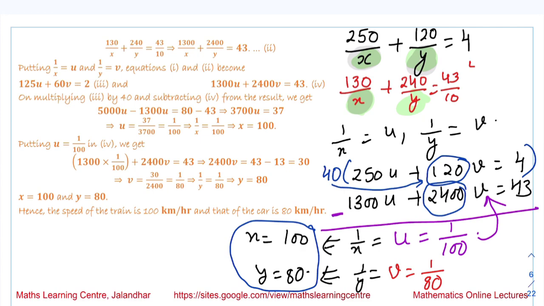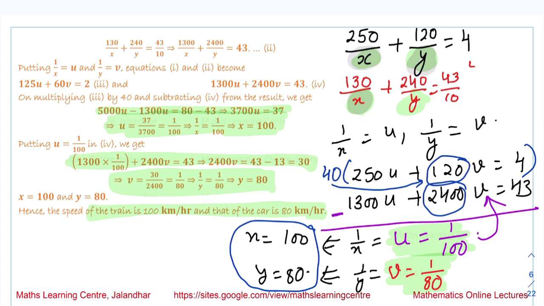You can look at these calculations over here, to see how we have solved for these values. You should try on your own how we are getting the values of u and v. You now know how to solve linear equations, so you must try these calculations on your own to obtain that u is equal to 1 by 100 and v is equal to 1 by 80. And from this you will get that the speed of the train is 100 km per hour and that of the car is 80 km per hour.